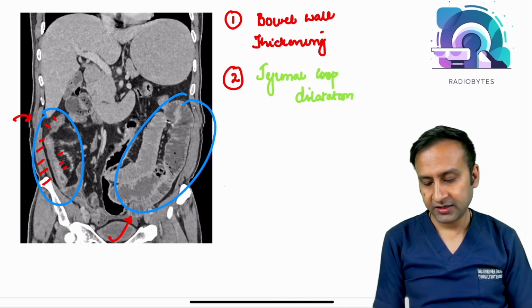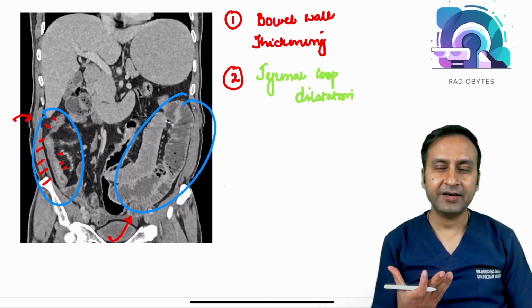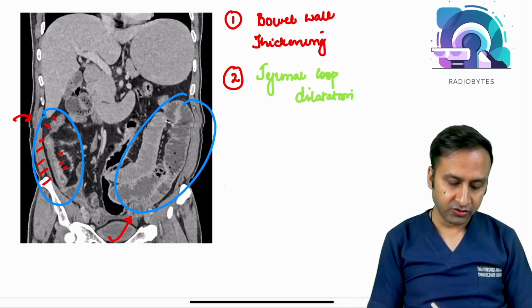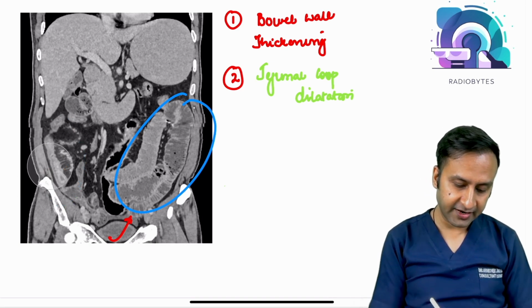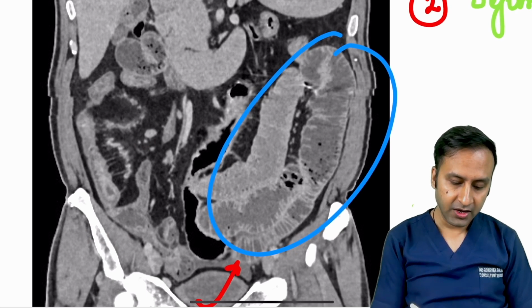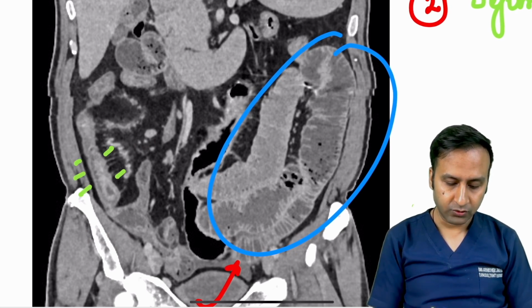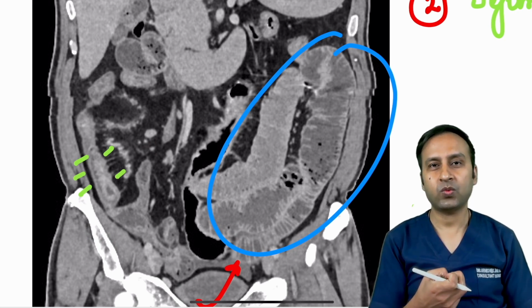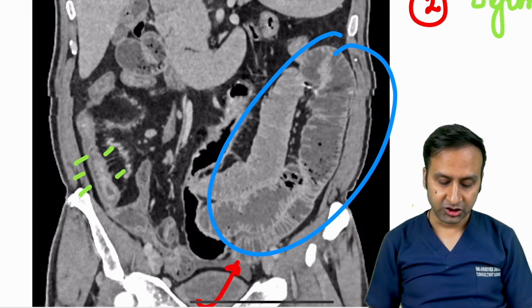The question that directly comes to our mind is, why is this loop getting dilated? Because there is some form of obstruction. Why can obstruction occur in Crohn's disease? Because if you see this gut loop on the right side carefully, let me just magnify it for you. You can see that the lumen appears narrowed. The bowel has thickened to such an extent that it has caused luminal narrowing, and this is the reason why there is proximal dilatation of the jejunal loops.